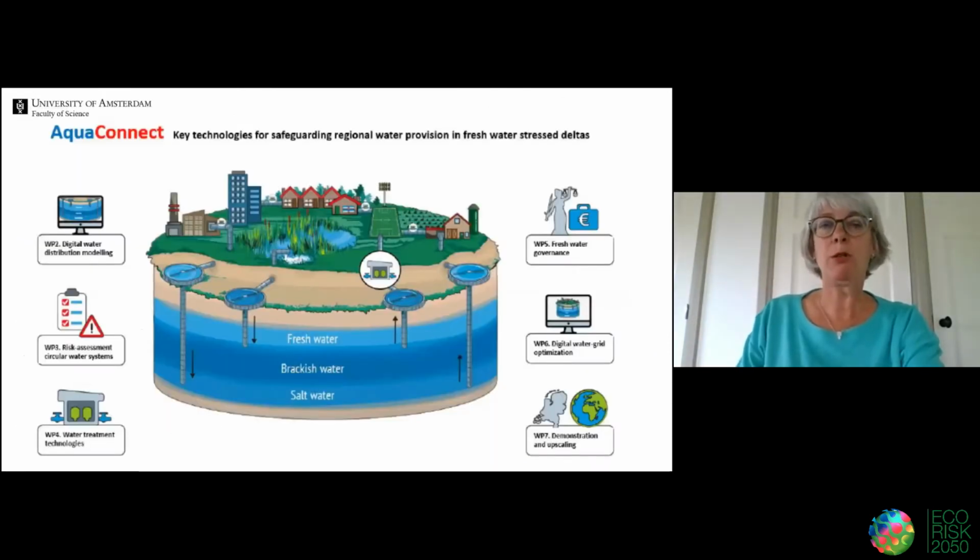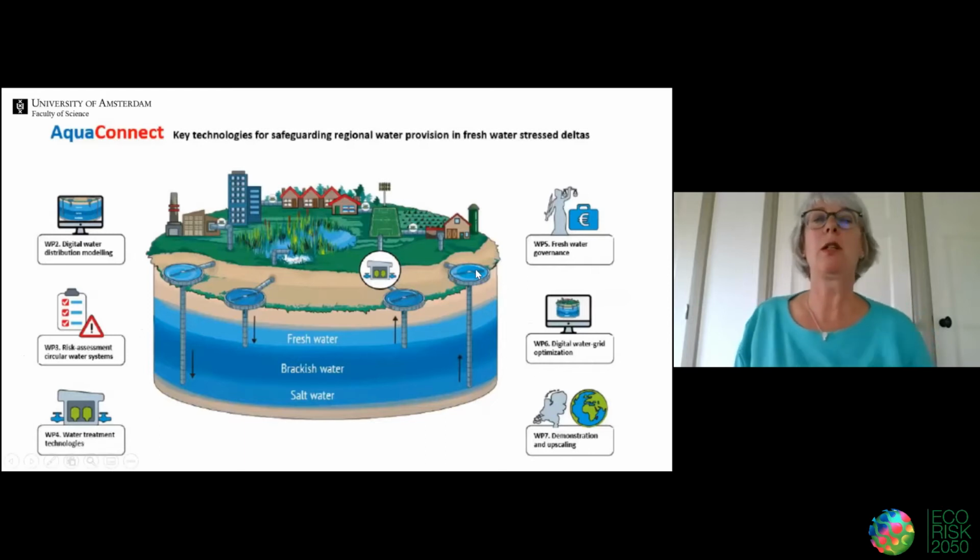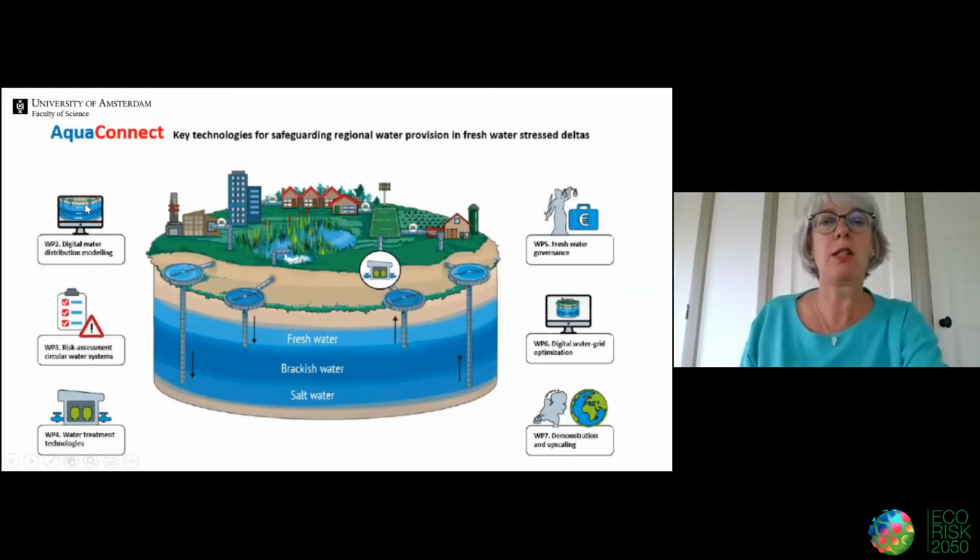And that's why we are currently starting a new large project with about 13 PhDs and 6 postdocs on key technologies, really to help this freshwater stressed delta. And what we will do is we will look at all types of possible sources to be reused. We will do this by digital water distribution modeling. So where are the demands and where are the offers of all waters to be reused?